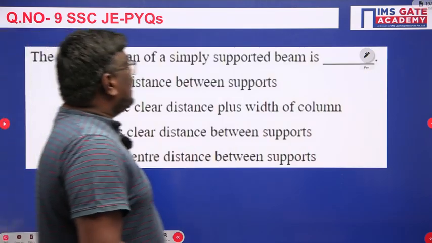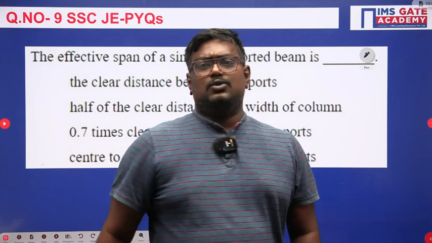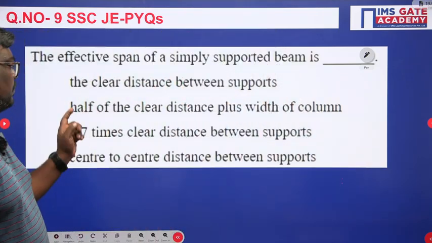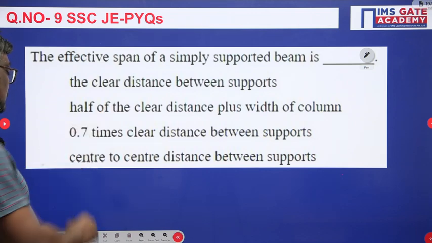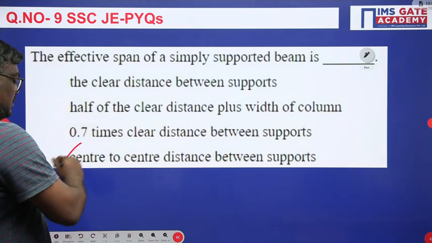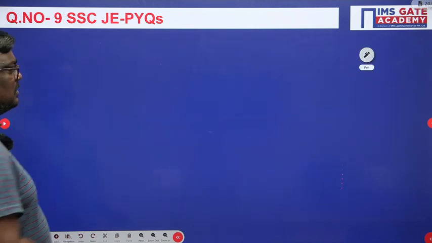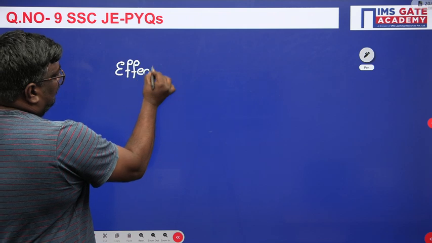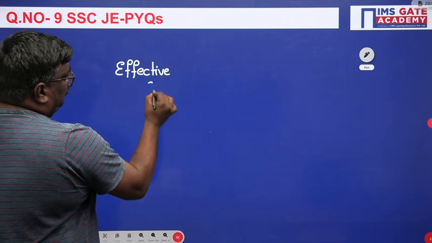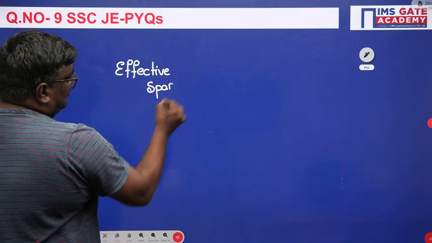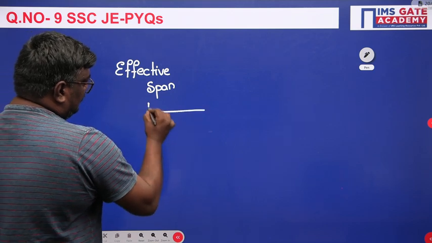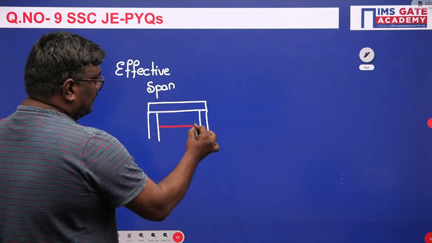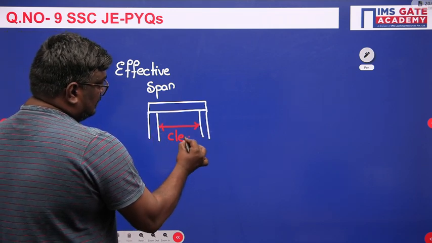Now the effective span of a simply supported beam is. Now see students, according to the RCC, they have given one is the clear distance between support, half of the clear distance, center to center. We can say here center to center distance between the supports. But let me tell you, students, what is effective span according to IS 456. If they consider a simply supported beam here, my dear students, here we call this as clear span.